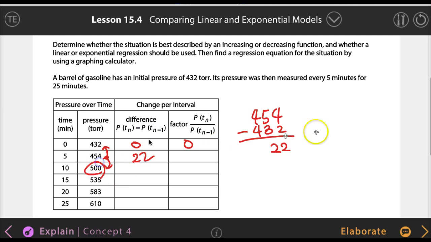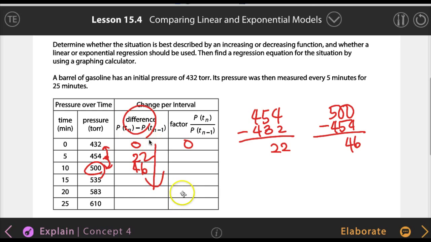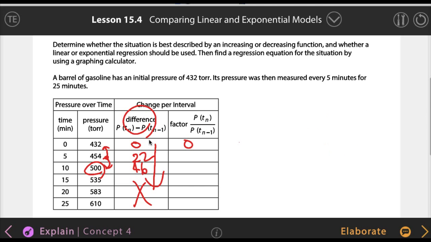How do you know? You just go backwards again. 500 minus 454. So 10 minus 4 is 6 and 9 minus 5 is 4. Oh, what? That's not going to work, because if this is a linear function, the difference has to be the same throughout the whole thing. So I don't even have to complete the whole thing. I already know that it's going to be an exponential function, but just in case it's not, let's go ahead and work it out. Okay?